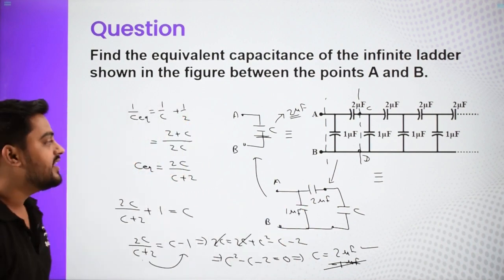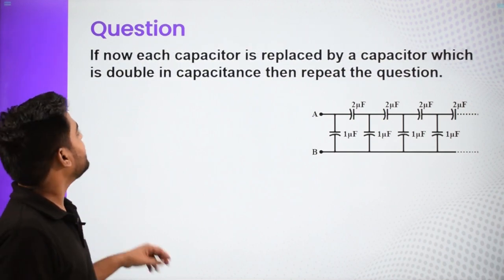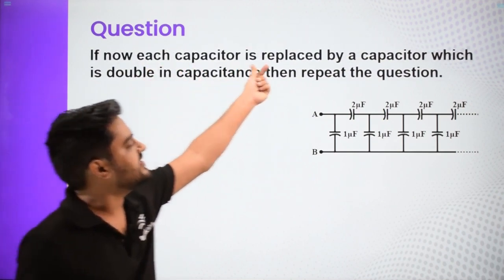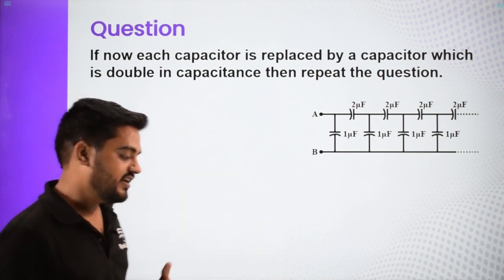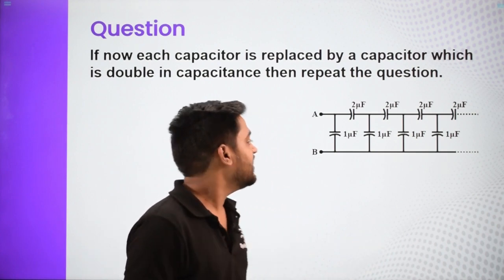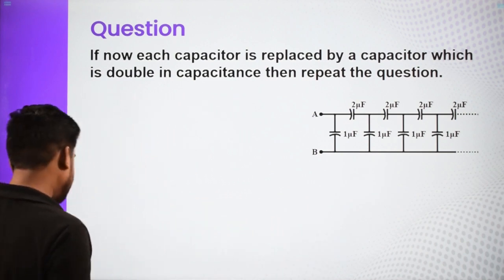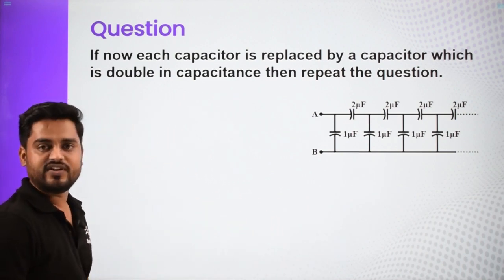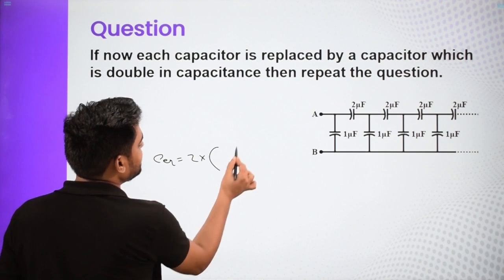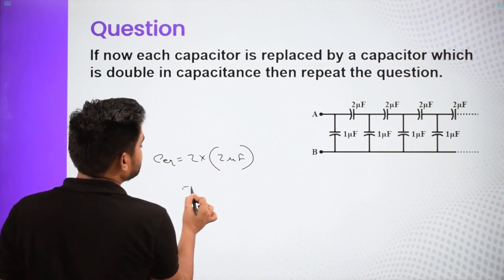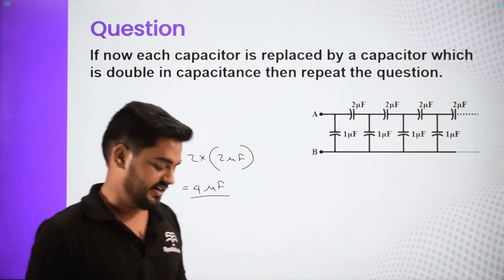This is how you can solve the infinite circuit. Now the second part of this question says that if each of the capacitors is replaced by another capacitor which is double in the capacitance, then repeat the question. They are asking, get the equivalent capacitance if each is replaced by double its capacitance. Then I can simply say, if we are replacing each and every capacitor by double its value, then C equivalent will also simply become 2 times the original C equivalent, which was 2 microfarad. So the answer should be 4 microfarad.